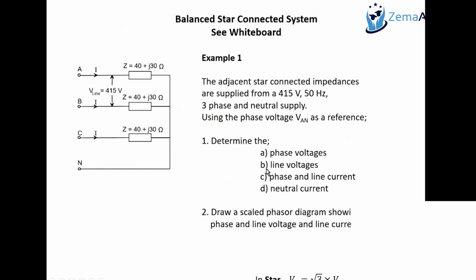Part B says calculate the line voltages. Well, we already have the line voltage magnitude, which is 415 volts, but we don't know the angles yet. So we need to calculate three line voltages: VAB, VBC and VCA.